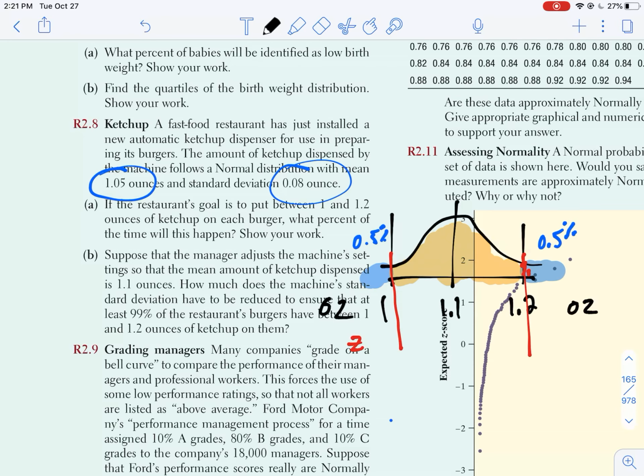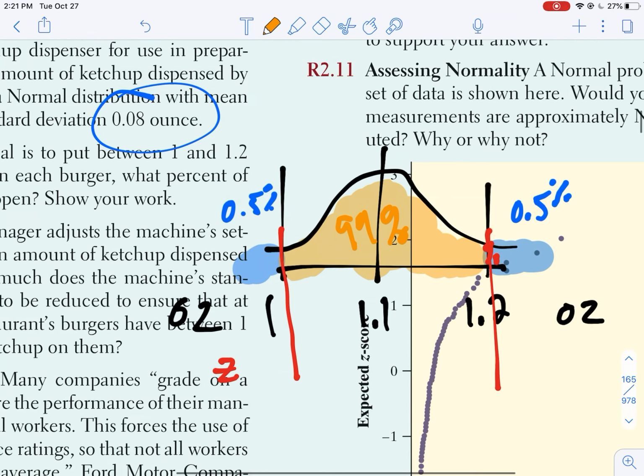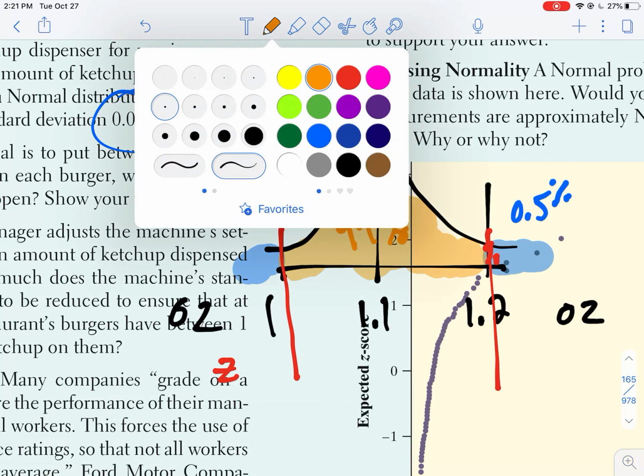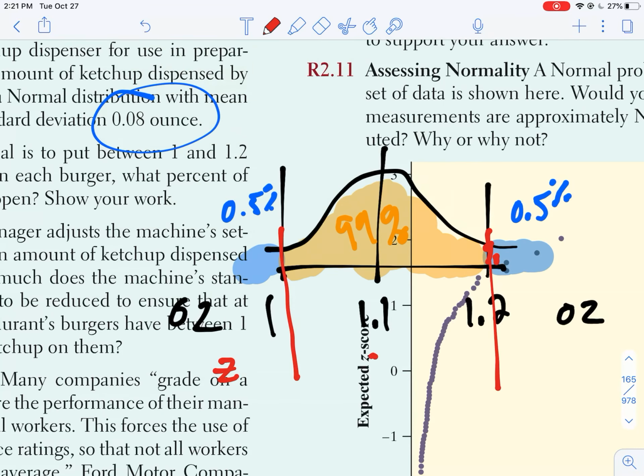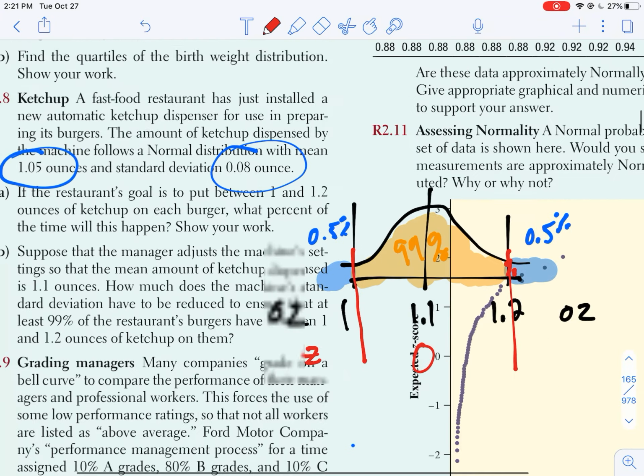I'm going to label that ounces just so I don't get confused. Now, if there's 99% in the middle, that means I have 1% left, and I split it up, 0.5% on each end. Now, I don't know what the standard deviation is, but what I'm going to do is work with z-scores. So I know a z-score of 0 for my mean. Standard deviations always go up by 1, but I don't know what the standard deviation is here. I really don't. That's why I'm trying to figure it out.